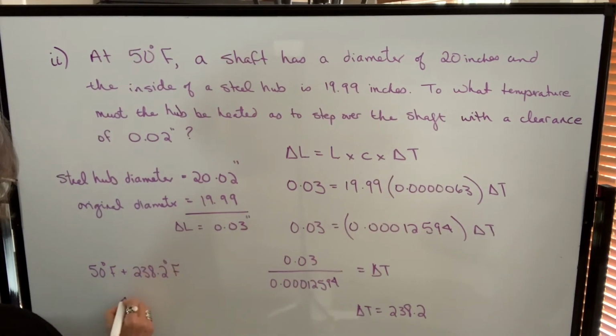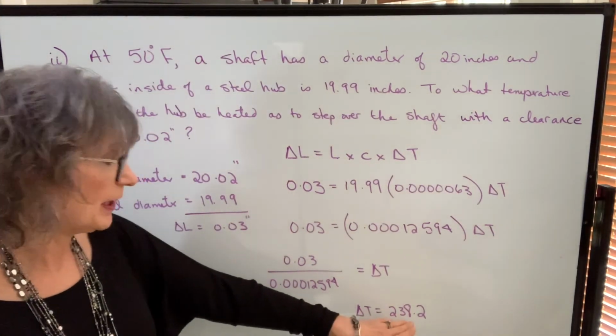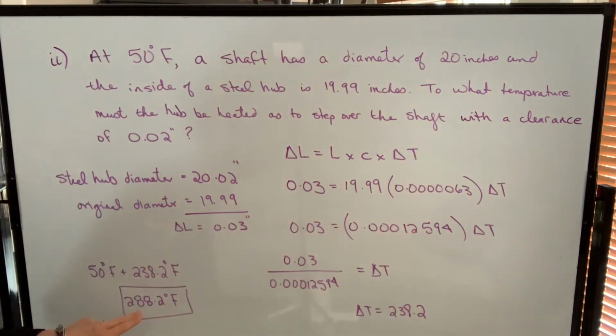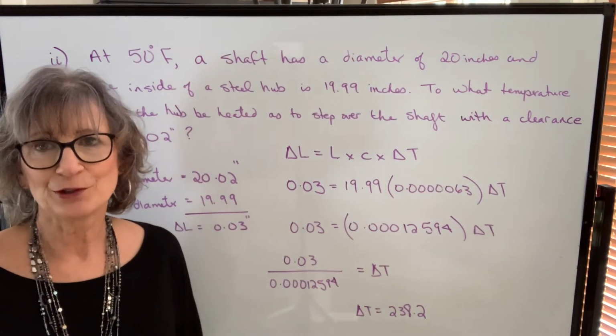So when I add those together, I will get 288.2 degrees Fahrenheit. So I have to heat up the steel hub by that amount, in other words, to a temperature of 288.2 degrees Fahrenheit. That will give me a hub with the correct diameter.